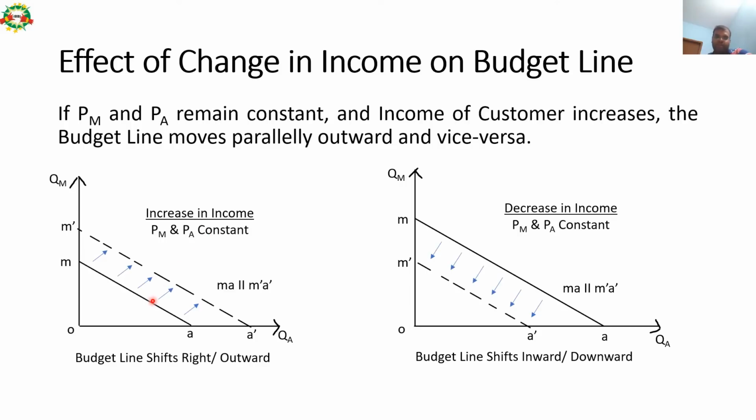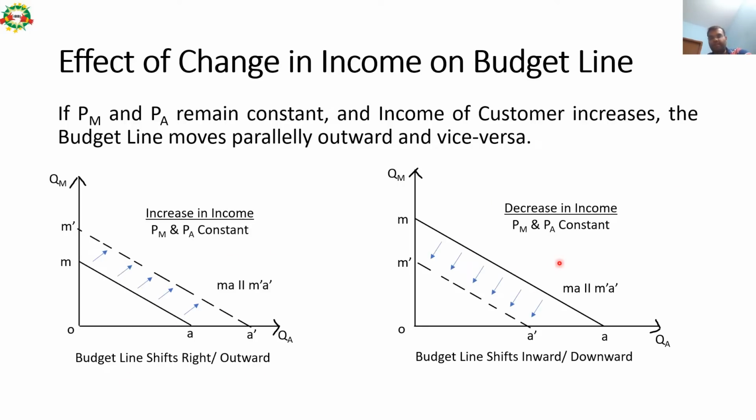Please remember this characteristic. Sometimes a 1 mark theory question comes out of it only. So it will move from this line to this line outside. It will move from MA to M dash A dash, and both lines will remain parallel to each other. So the budget line will shift right or outward.